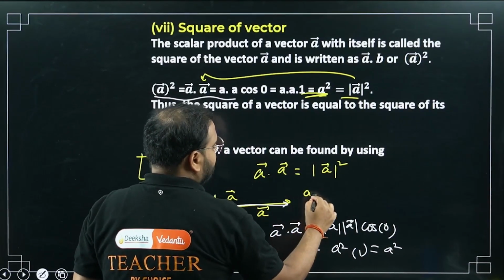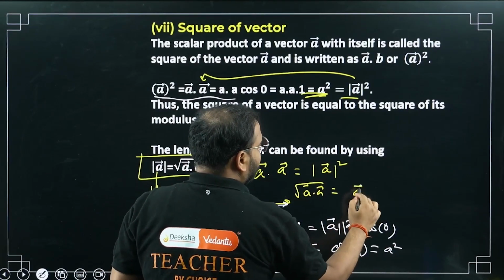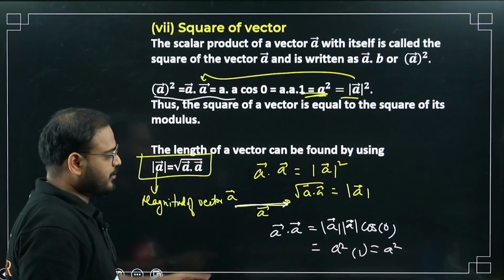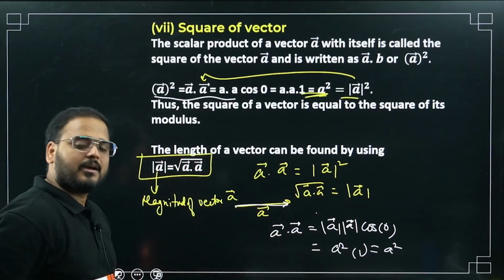What are you going to get? A dot A, the square root equals to what? Magnitude of the vector A. So take the dot product and find the square root. You're going to get what? The magnitude of the vector A.